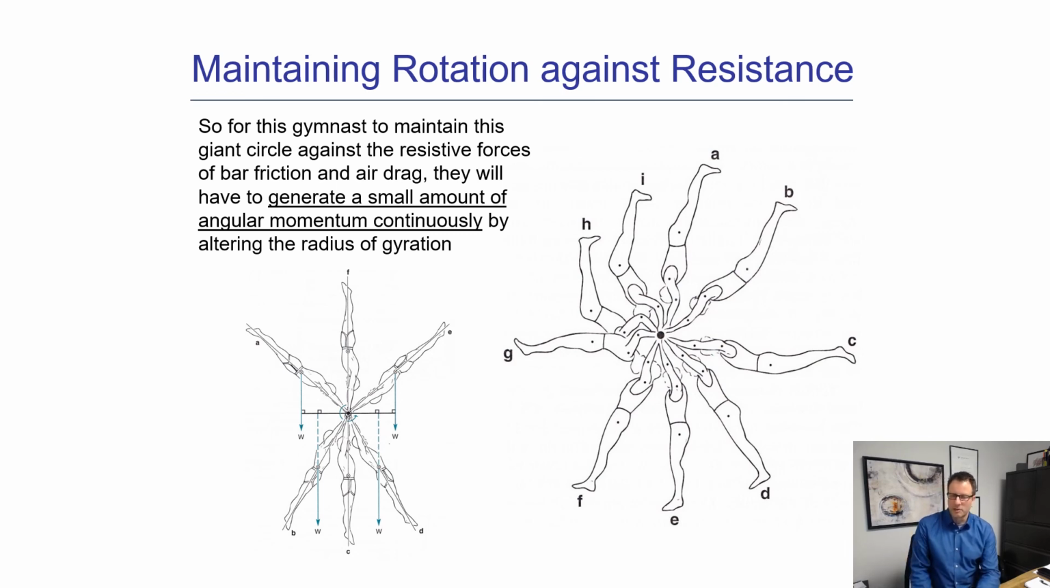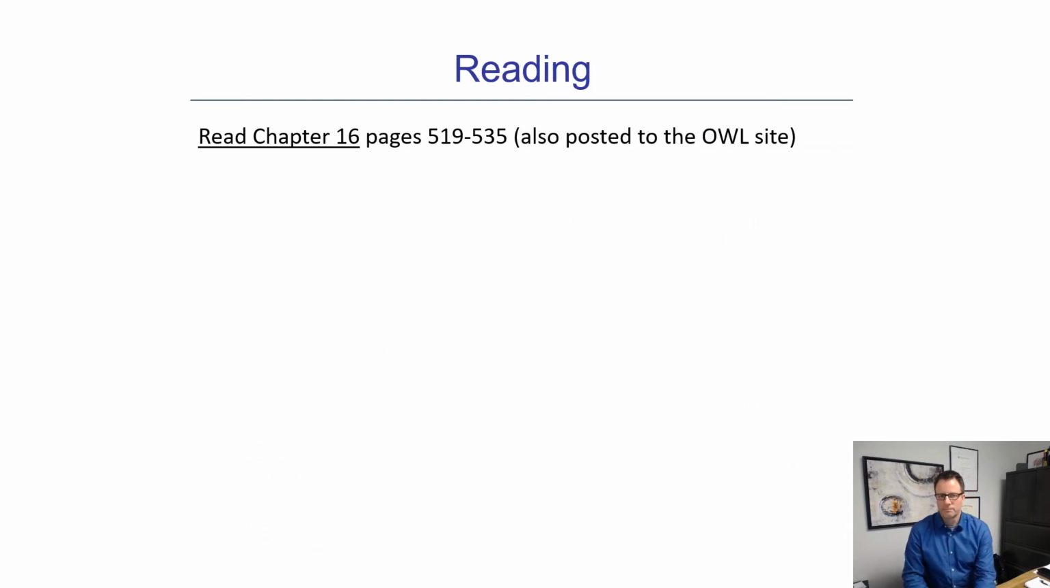So gymnasts are very good at disguising that asymmetry and looking like they're doing a perfect great circle and just going around with the body totally straight. What they're really doing is creating more torque on the way down, less torque on the way up, and it overcomes those resistive forces. All right, that ends part 1.